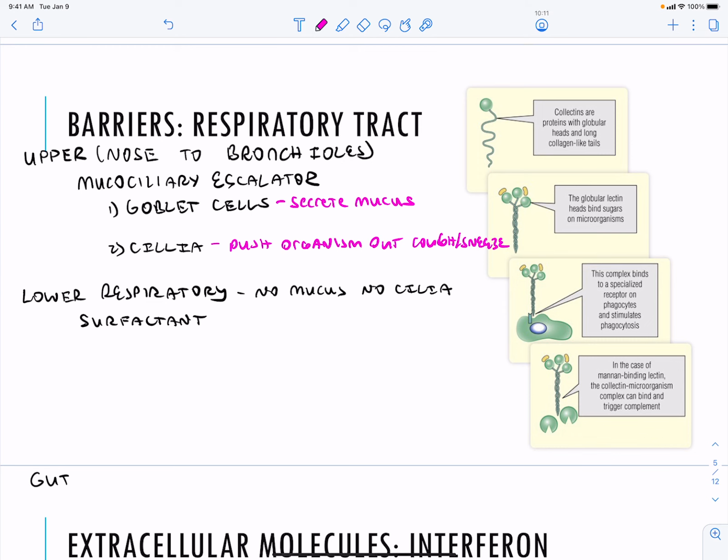Now, one thing to keep in mind is that the secretion of mucus in your upper respiratory tract is dependent on IL-4. So that's going to trigger mucus. And the mucus secretion by the goblet cells is abnormal in cystic fibrosis patients. And then you have your cilia, which are important for pushing things out, and they are going to be defective in ciliary dyskinesia.